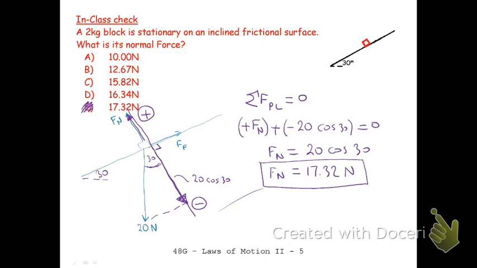So I drew a diagram, and then I identified the thing I'm not interested in, and I drew an axis at 90 degrees to it. And then I worked out my components of the two remaining forces in that direction. And then I did my math.